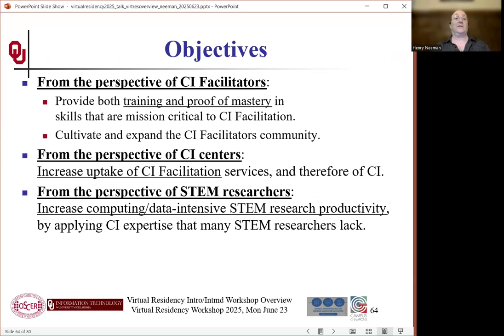All right, what are the objectives? Well, from the perspective of the facilitators, training and proof of mastery of the relevant skills, and cultivating and expanding the community, which this workshop, for example, plays a part in as well. From the perspective of research computing centers, increase the uptake of facilitation as a mechanism of increasing the uptake of research computing. And from the perspective of the researchers, increase their research productivity by applying research computing.